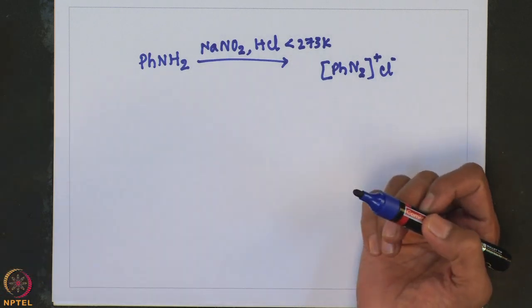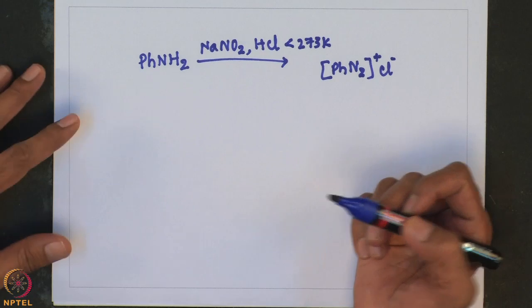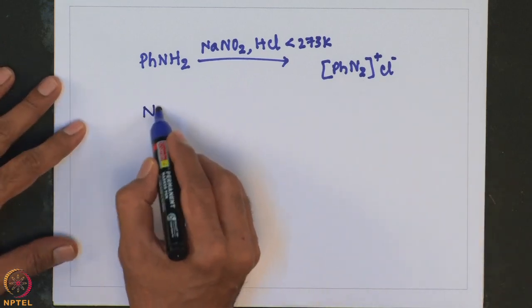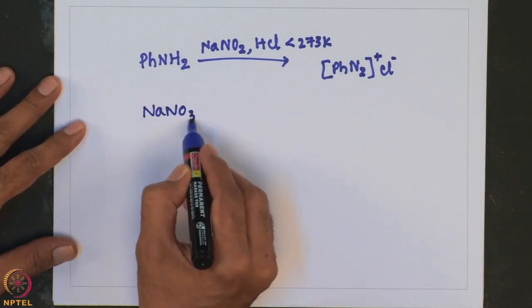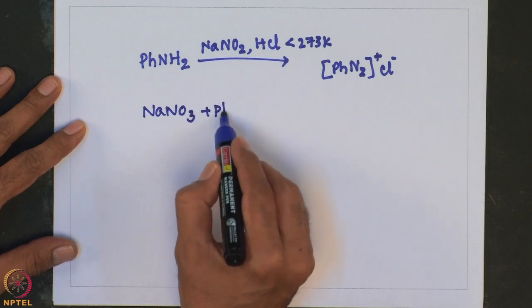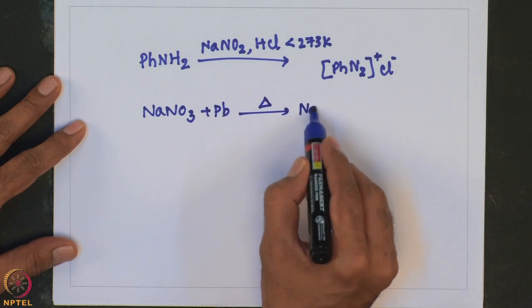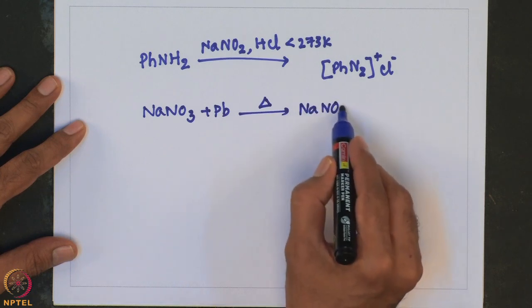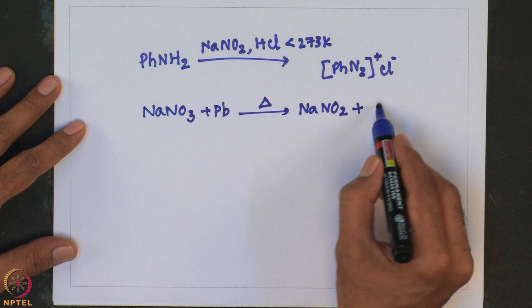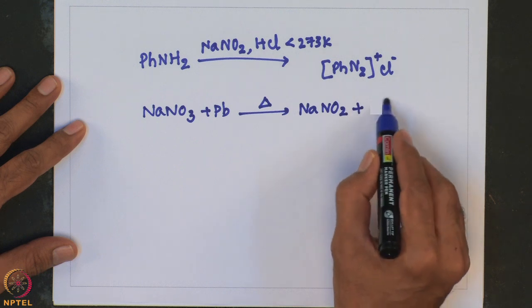Alkali metal nitrites can be made by heating the nitrates alone, for example, sodium nitrate with lead, when it is heated, it forms sodium nitrite through the formation of lead oxide.